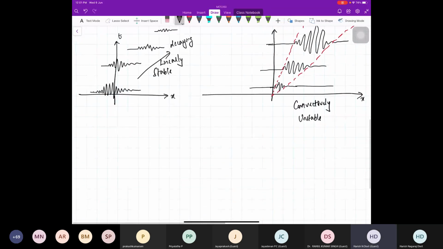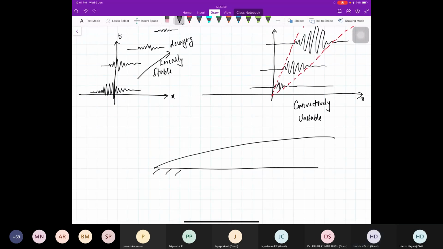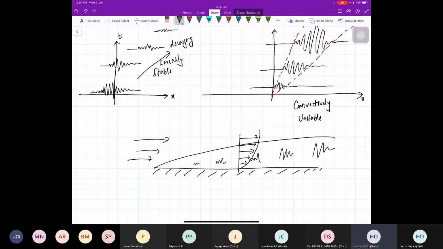One example of convectively unstable systems is basically a boundary layer. You have a boundary layer of a flat plate. You have a fluid coming like this. You have the no-slip condition, and you have a velocity profile like this. Okay, this is a flat plate boundary layer. This system is unstable, but it is convectively unstable. What I mean is, if I create a disturbance here, this disturbance will grow, but it will grow downstream. You got that?